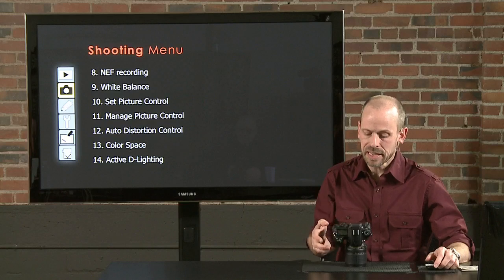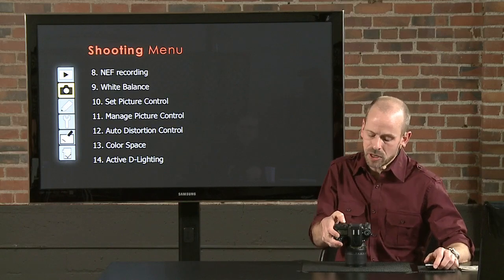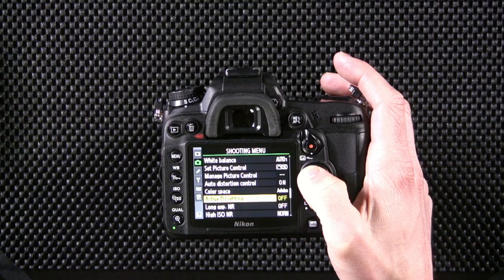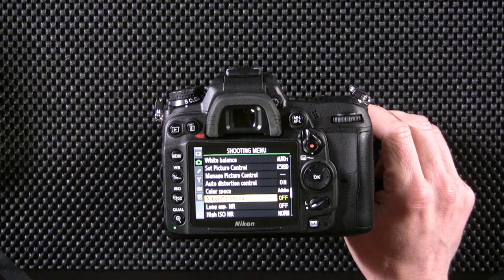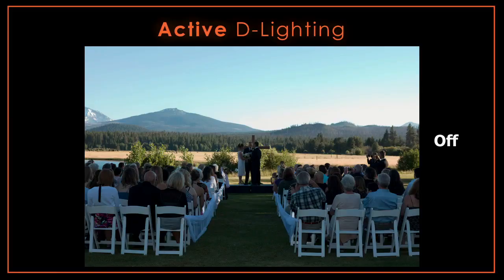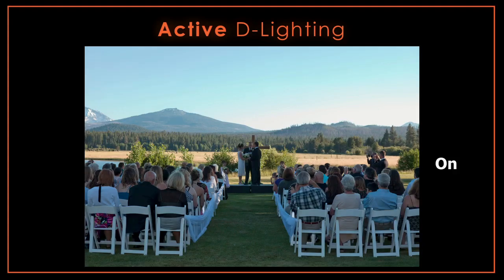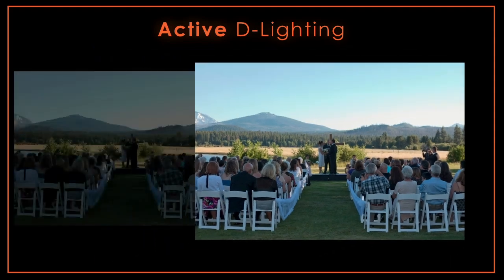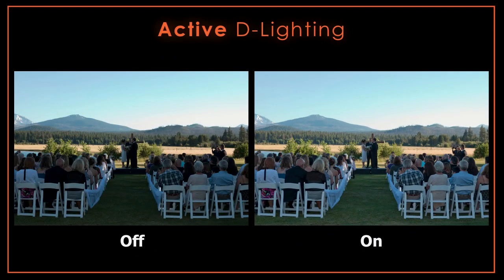The active D-lighting. In my camera, it is off, and I believe that's the way it is normally when you get your camera. Let's take a look at an example of what is going on in active D-lighting. What is happening is it's trying to accommodate for situations where the brightness and the shadows are far apart. In this particular situation, the shadows are kind of dark. If we use active D-lighting, it's going to lighten up what's in the shadows. Let's compare the before and after. In this particular case, I like it on.